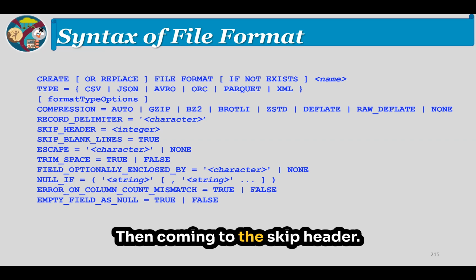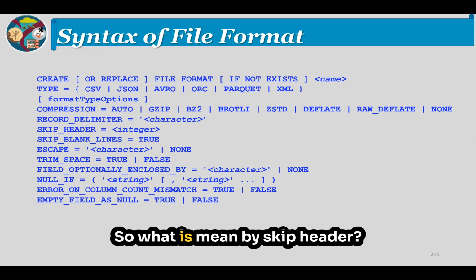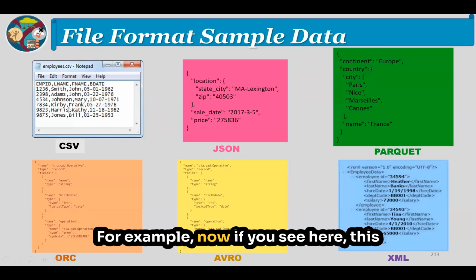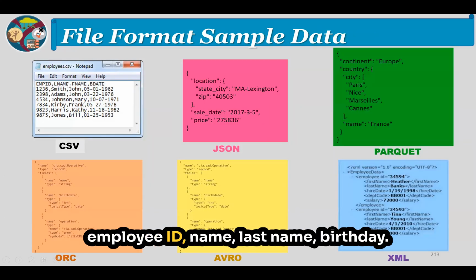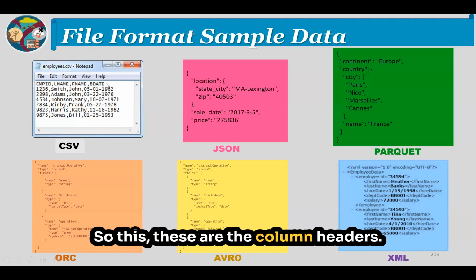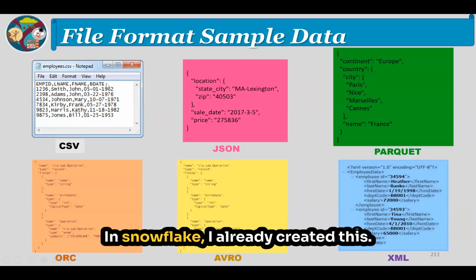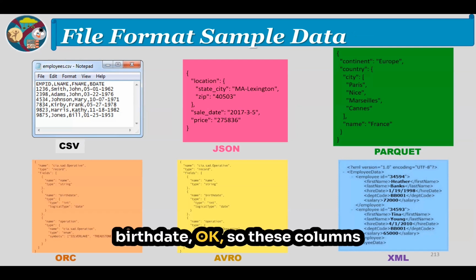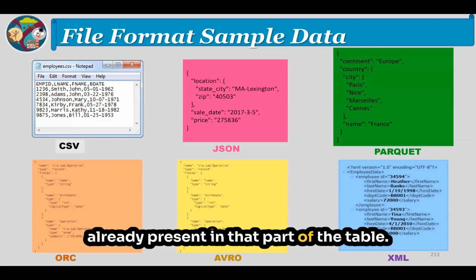Then coming to skip header. What does skip header mean? For example, if you see here, employee ID, name, last name, birth date. These are the column headers. In Snowflake, I already created this table with employee ID, name, first name, birth date. So these columns are already present as part of the table.